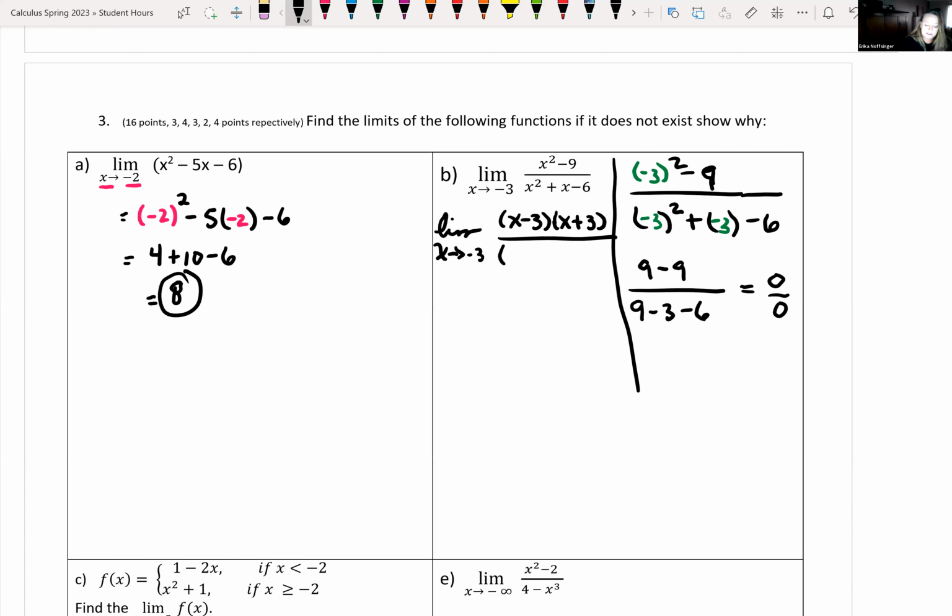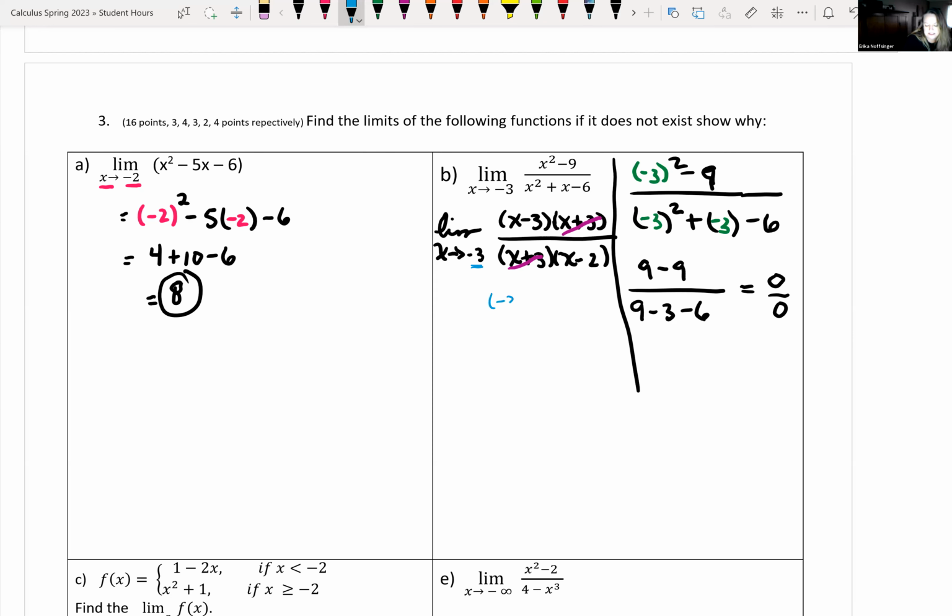So that factors as two numbers that multiply to -6 but add to -1. So that would be a +3 and a -2. So that factors as x plus 3, that quantity, times the quantity x minus 2. So once we factor this, notice that we have common factors in the numerator and denominator. We can cancel those out. Canceling out the factors of x plus 3, we're left with a limit as x is approaching -3.